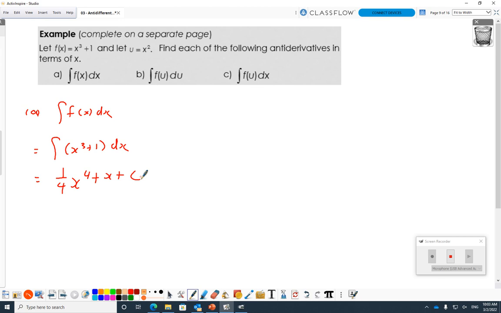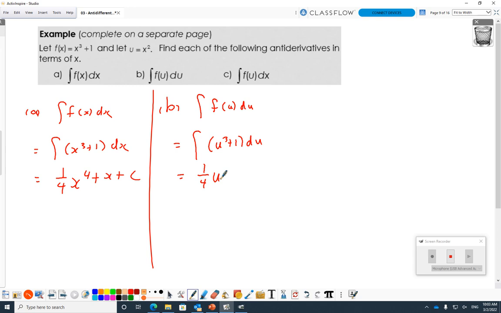B. Question? No? No question? That's good. Now find the integral of f(u) du. All right. Integral of f(u) du equals the integral of, okay, f(u) will be u cubed plus 1 du, which will be 1/4 u to the 4th plus u plus c. This is not very exciting. Why is this even here? I'm getting the same thing.